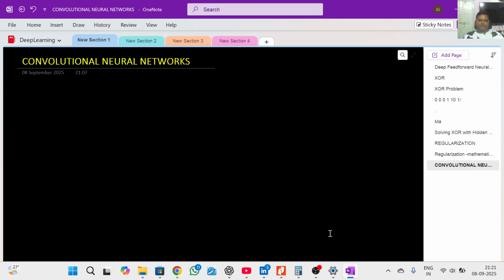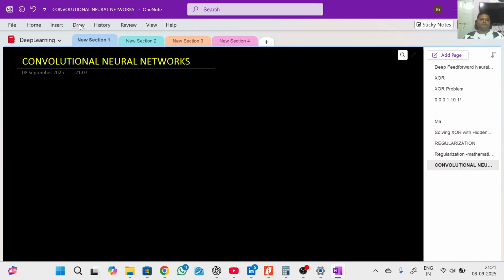Convolution is where you have two mathematical functions. Let us say we have two functions, and what we mean by convolution is moving one function over the other.